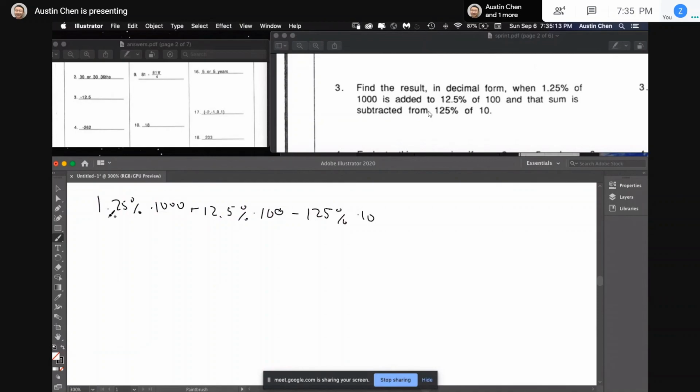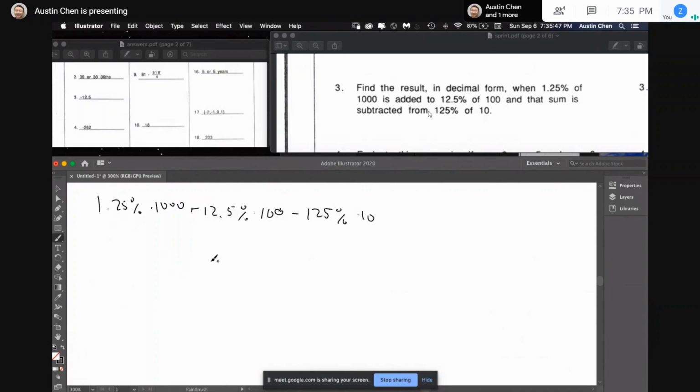So these things actually equal the same thing, right? Because each of these times you're dividing this by 10, but you're multiplying the percentage by 10, so those would cancel out. Well, yeah. It's saying that that sum is subtracted from 125% of 10. So it should be 125% times 10 minus the other stuff.